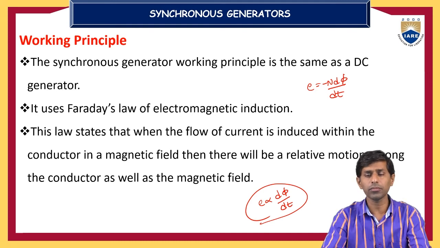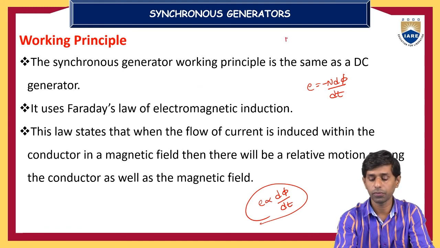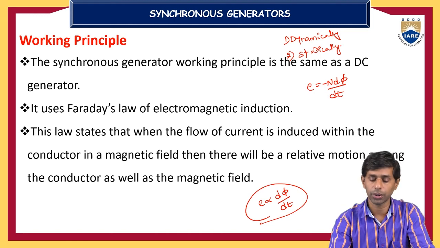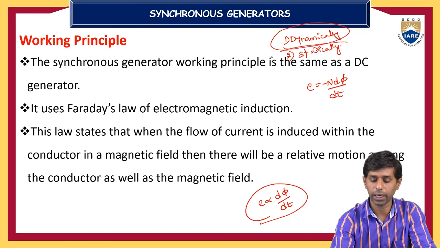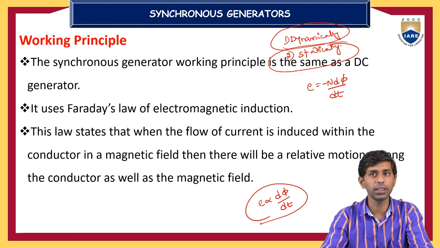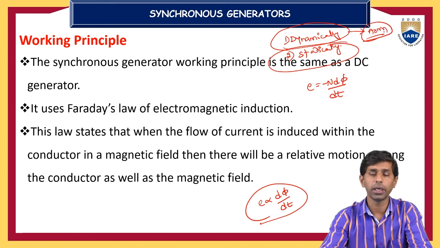That is why the induced EMF in generators is of two types: one is dynamically induced EMF, and the second is statically induced EMF. Based upon whether the conductor is rotating or the magnetic field is rotating, we can classify the induced EMF in generators as dynamically or statically induced. If the armature winding is rotating and the magnetic field is stationary, we call the induced EMF by that arrangement a dynamically induced EMF.